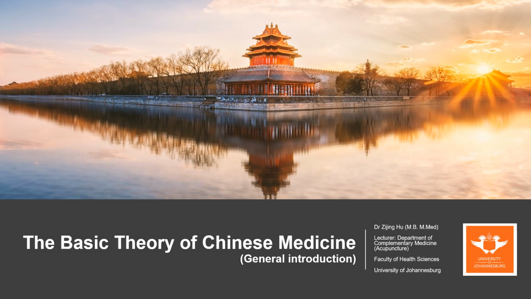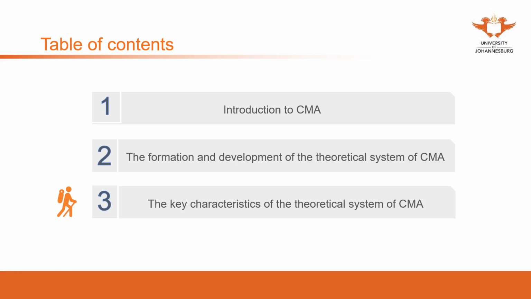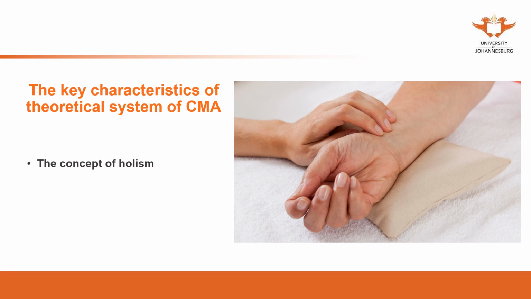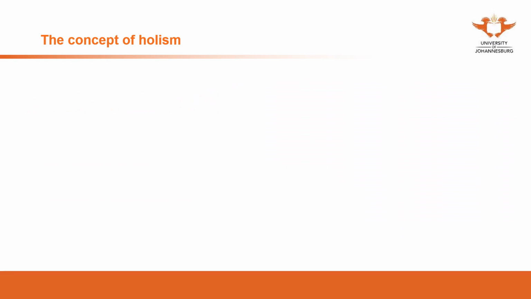Good day, class. In this video, we are going to talk about the characteristics of Chinese medicine. There are two key characteristics of the theoretical system. The first is the concept of holism. The second is syndrome differentiation and treatment variation. So these two are the key characteristics of the theoretical system. These two characteristics are very important for our study.